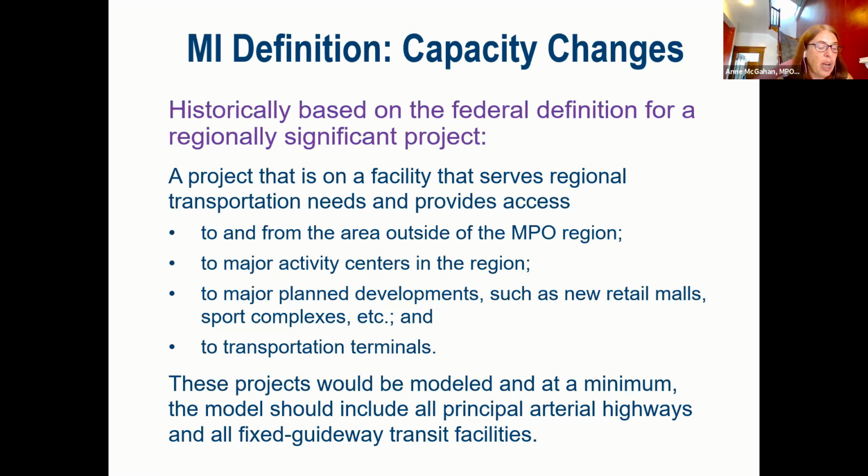So Federal Highway defined a regionally significant project as a transportation project that is on a facility that serves regional transportation needs, such as access to and from the area outside of the MPO region, access to major activity centers in the region, to major planned developments such as new retail malls and sport complexes, and to transportation terminals. These projects would be included in the modeling of an MPO's transportation network, including at a minimum all principal arterial highways and all fixed guideway transit facilities that offer an alternative to regional highway travel.